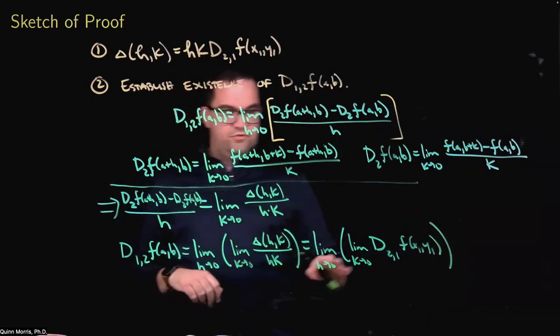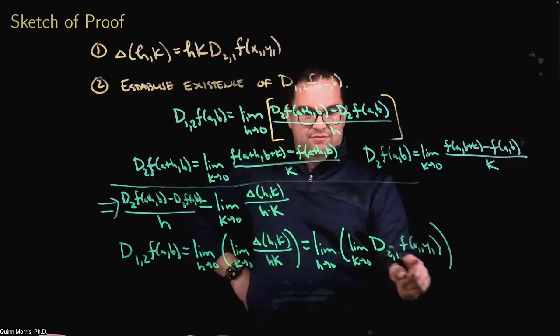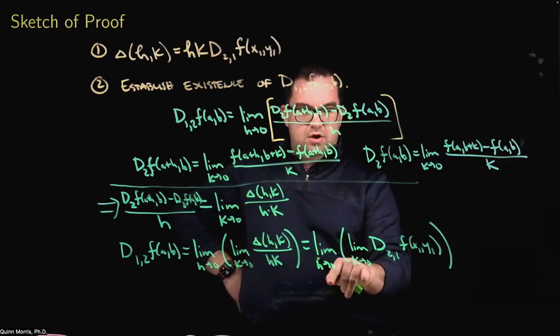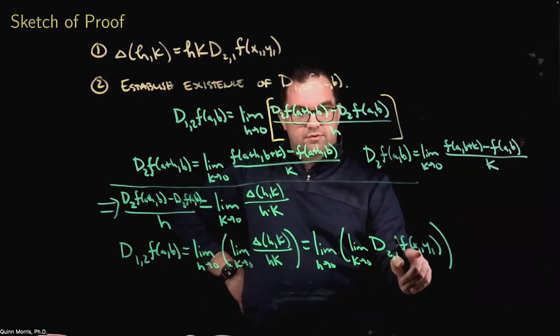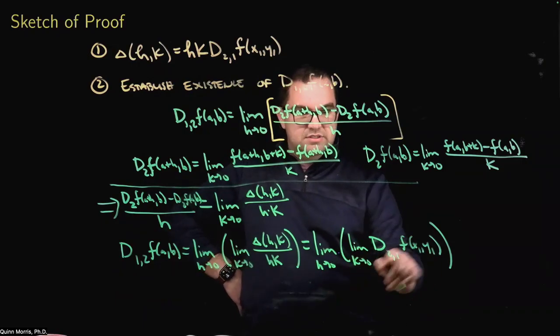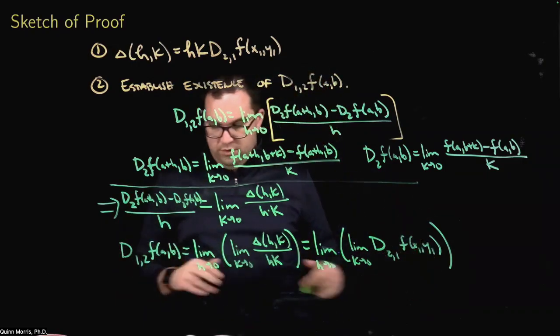Okay. And you feel like you're so close. You feel like you want to say, oh yeah, I have continuity of this thing. And so as k goes to 0 and h goes to 0, these will both go to AB and I get what I want.